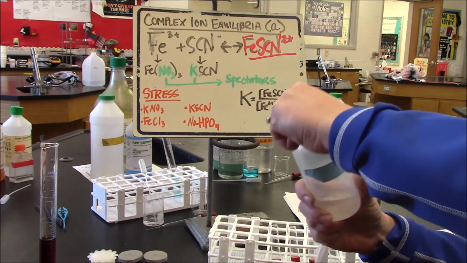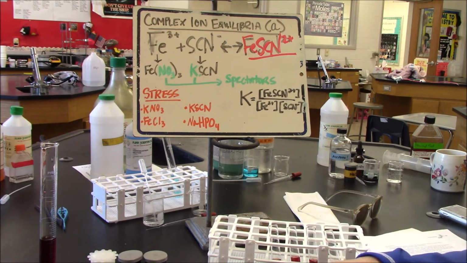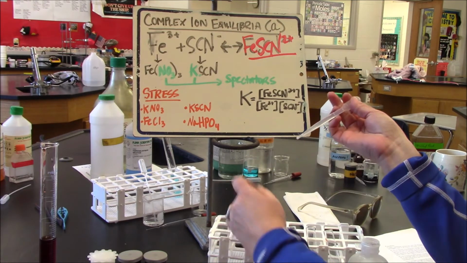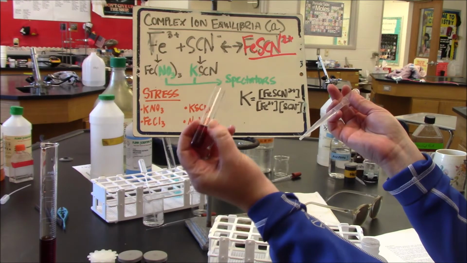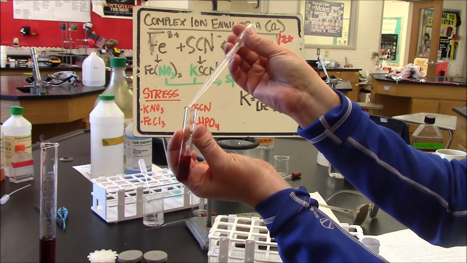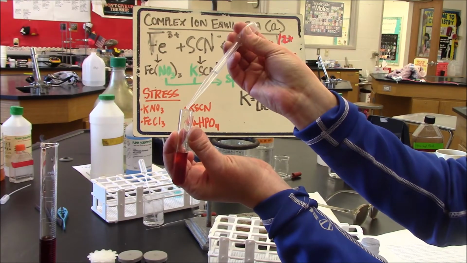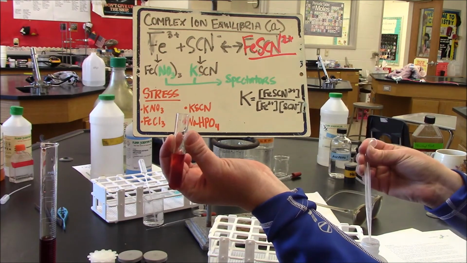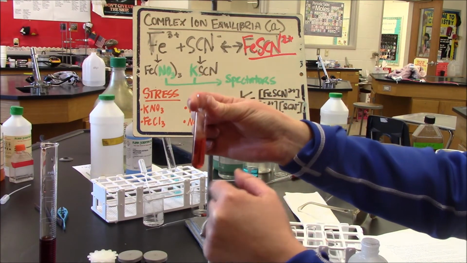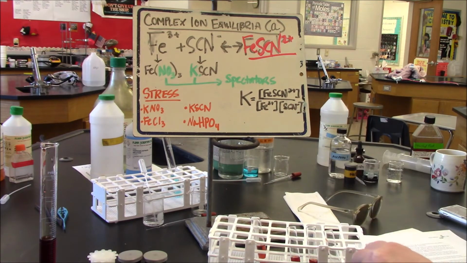First I'll add some potassium nitrate. Again, what I'm doing here is adding spectator ions. Can you see it? Yes, you can. And as I add these, what you can see is that no change is occurring here. There's no change occurring because these are spectator ions and they are not a part of our equilibrium expression.